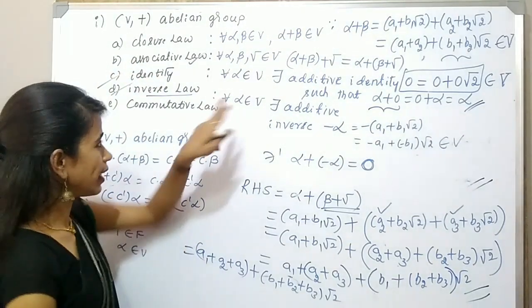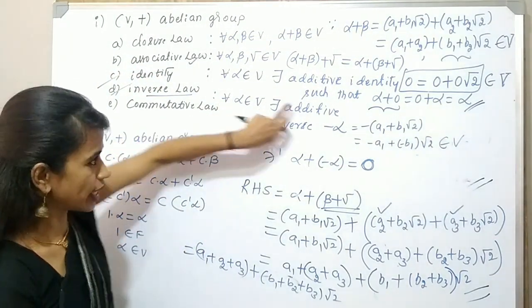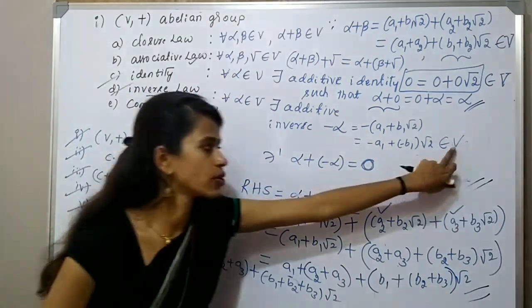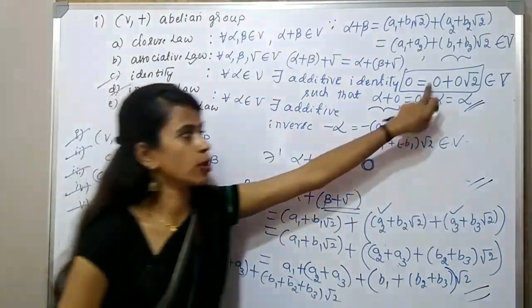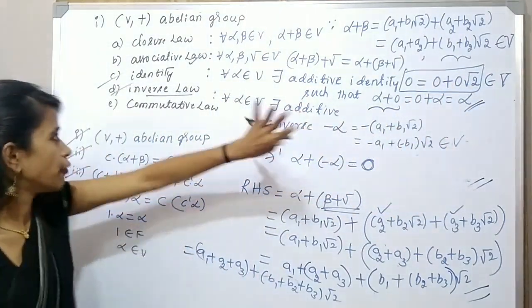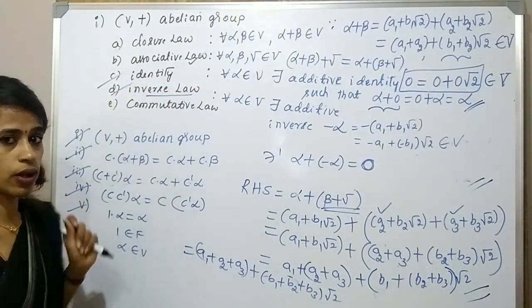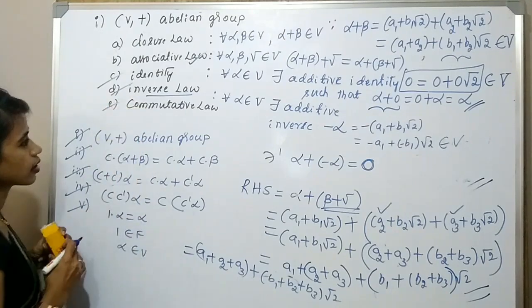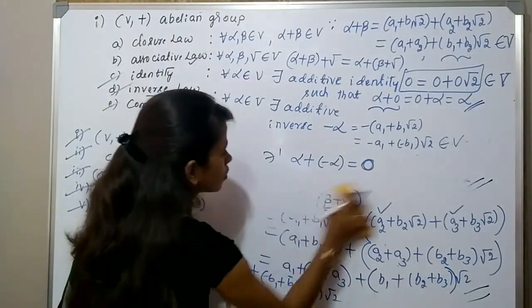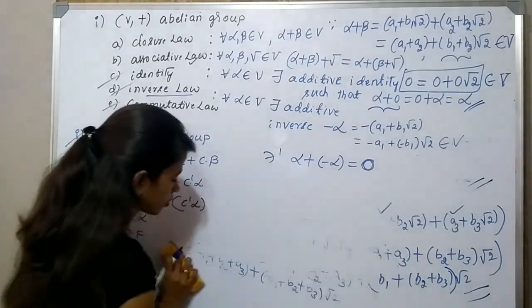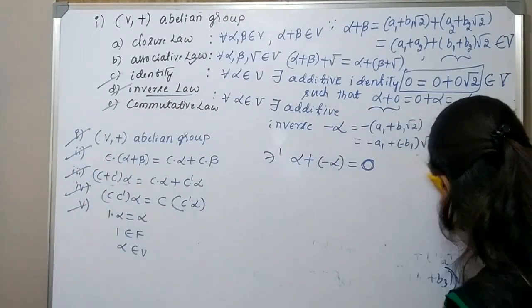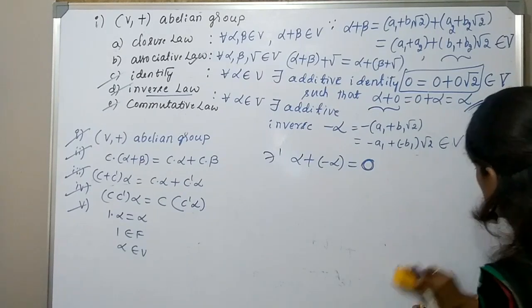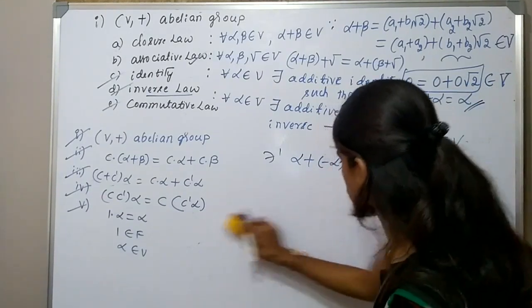So just write in the exam, for all alpha belongs to B, there exists a minus alpha which also belongs to B, such that alpha plus minus alpha is equal to 0, where 0 is 0 plus 0 root 2. Therefore, the inverse law is satisfied. Okay. Next, last, the commutative law. You must show the commutative law.